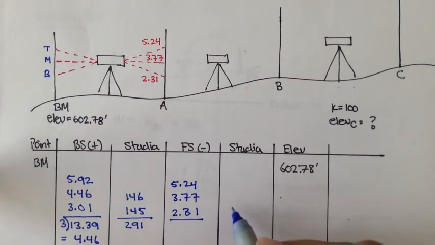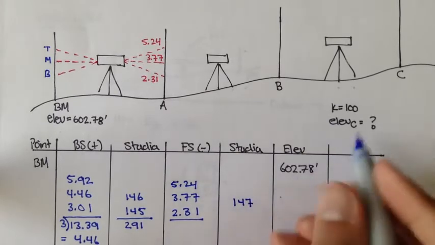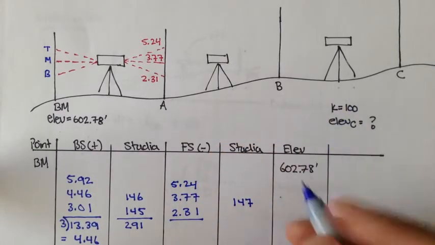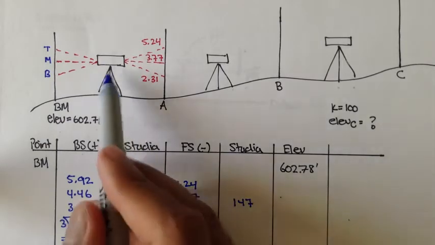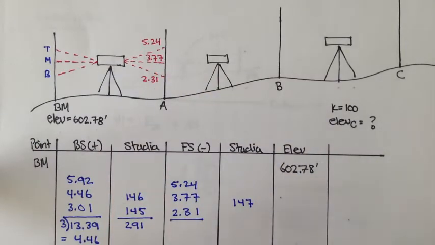Okay, now let's add these just as we did. Or, I'm sorry, let's check our stadia first. Remember, top minus middle, 5.24 minus 3.77 is 1.47. You multiply that by 100, you get 147. Remember, it's K times delta. And really you're just checking your horizontal distances, making sure your stadias are the same, and making sure your horizontal distance from the instrument to the backsight and the instrument to the foresight is somewhat the same.